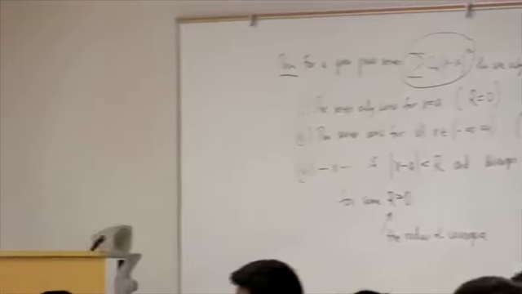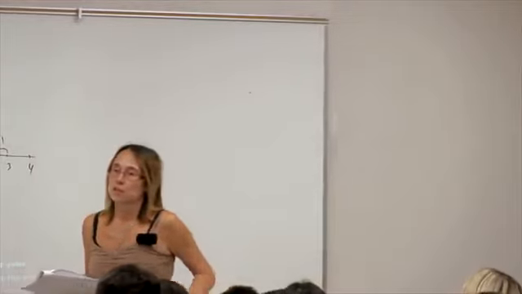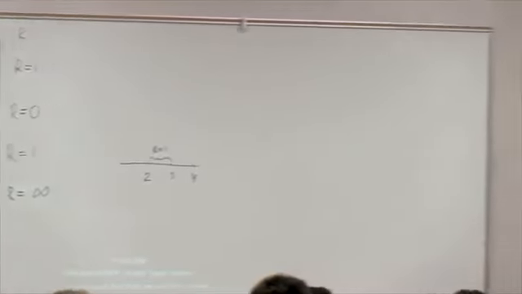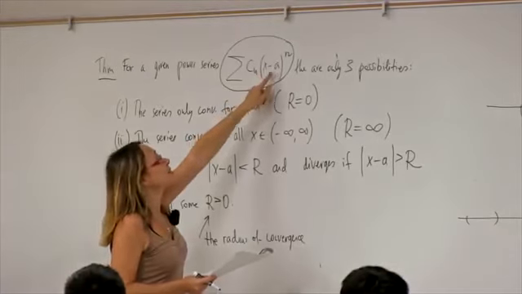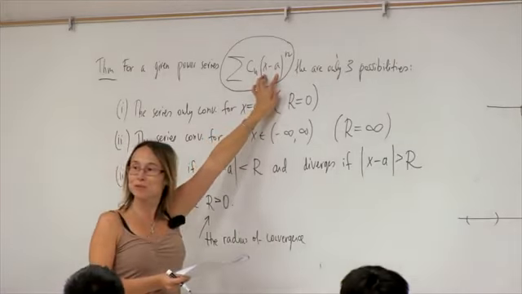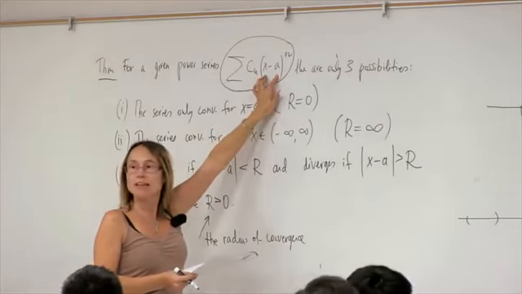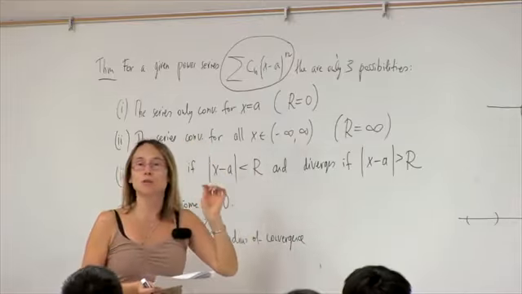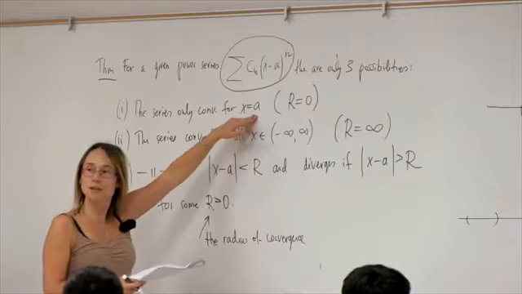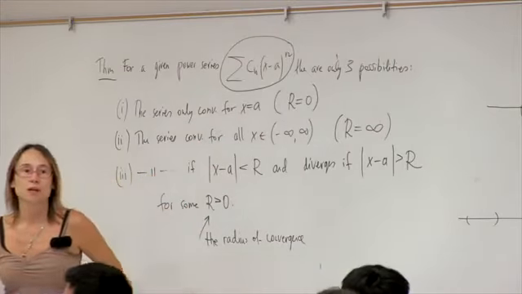Question: will there ever be a power series that diverges for all values of x, or will it always converge at some point? The power series of this kind has to converge when x is exactly equal to a, because you can see that in this case all the terms are equal to 0. So no matter what, it will converge at x equals a, and this is the minimal case. Very good question.